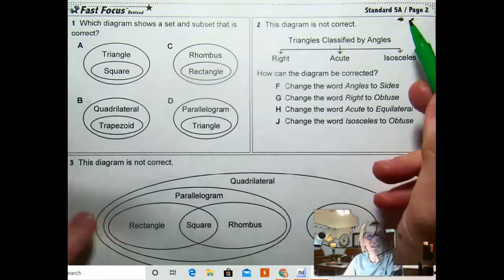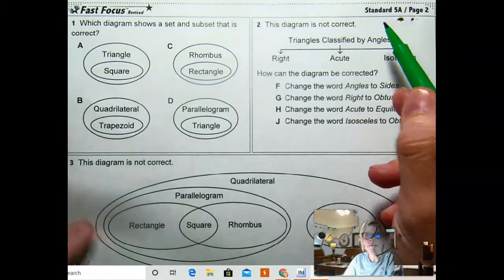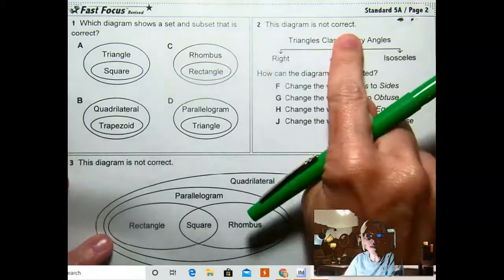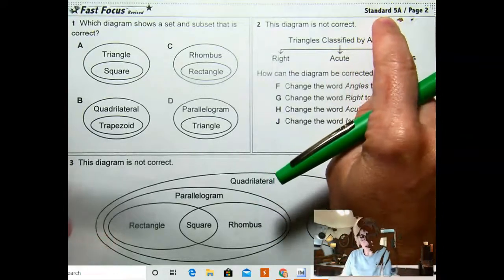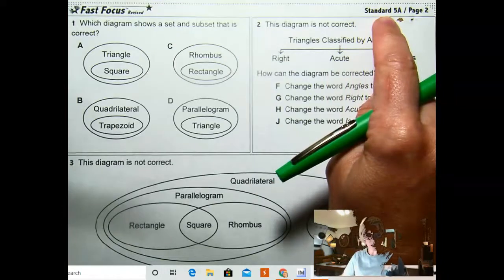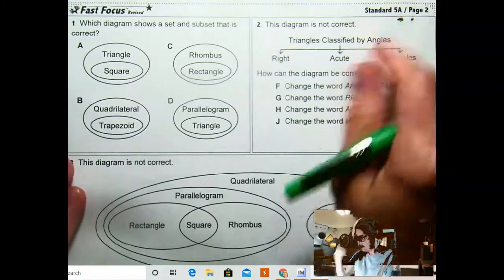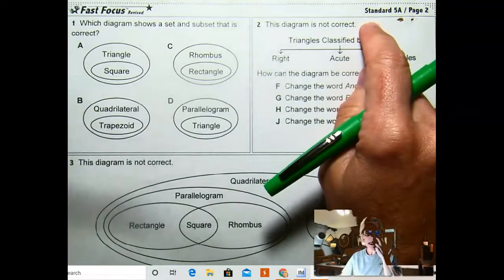All right, so we're going to look at the fast focus in geometry, and I want you to go ahead and take that packet out. It's standard 5A. You'll find that in the fast focus packet that you hopefully picked up when you got your things in the drive-through line back weeks ago. All right, so find this page. You can pause the video at any time and get caught up.